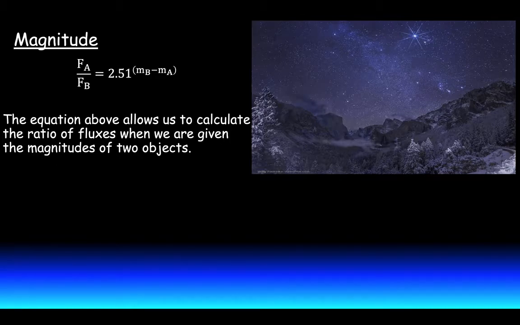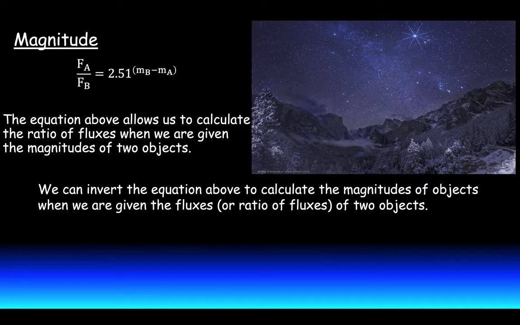Now, this equation above allows us to calculate the ratio of fluxes, or compare the brightnesses of the magnitude of two different objects. And after this video, I'm going to have an example problem where I work through something using a problem like this. It is possible to mathematically invert this equation, and this will allow us to calculate the magnitude of brightness of objects when we are given the fluxes, or the ratio of fluxes of two objects. And when I do that, I'm going to demonstrate how you get from this equation up here to this equation down here in the next video.